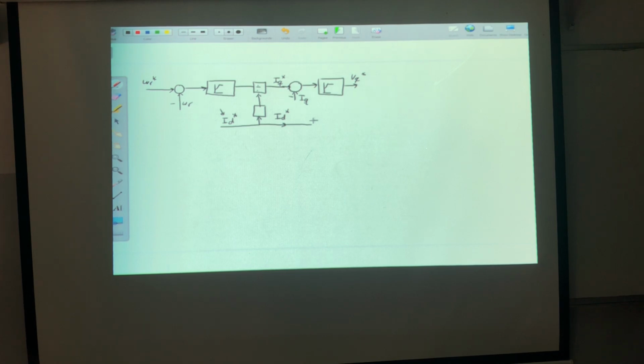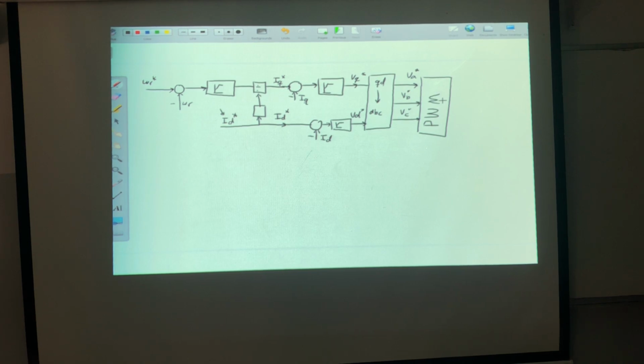The same thing here. I will compare it with the actual ID. Then I will use a PI current control. Here we will have the VD reference. Now, if I have the reference Q and D voltage, I will do the transformation from QD to ABC, and here I will generate the VA reference, then VB reference, then VC reference. Those will enter to the pulse width modulation, correct? And I will generate the gate pulses for the 6 switches, 1, 2, 3, 4, 5, 6, for the inverter.